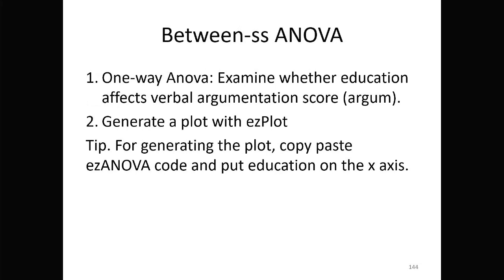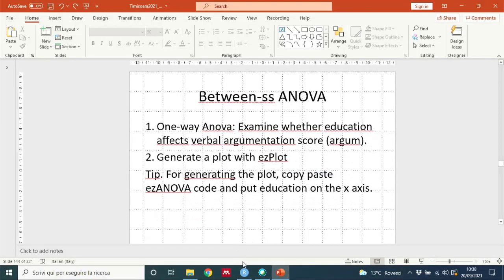Okay, let's try to examine whether the verbal argumentation score, argum, is affected by education. Or if education affects the verbal argumentation score. And generate a plot with the function easyplot. Essentially, for generating the plot, you just need to copy-paste the ANOVA code and decide that education goes on the x-axis.